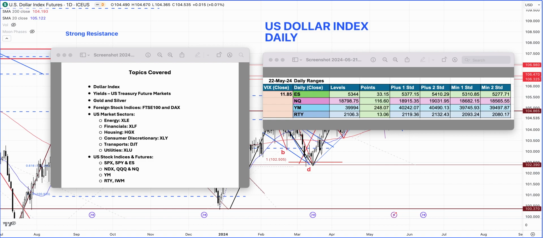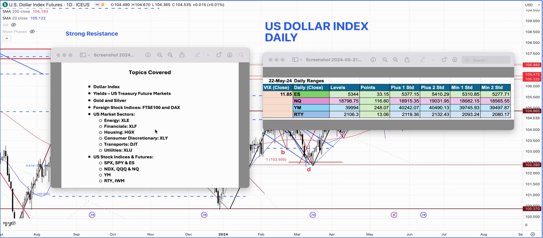So US market sectors such as energy using the XLE ETF, financials XLF. I'm not going to go into the details of XLF in this video because there's already a dedicated video done over the weekend, but we'll just take a brief look at it. The housing index using HGX, consumer discretionary XLY, transports DJT, and utilities XLU. Apologies, I might have got the symbol wrong for the transporters, but we'll pick up the right one.